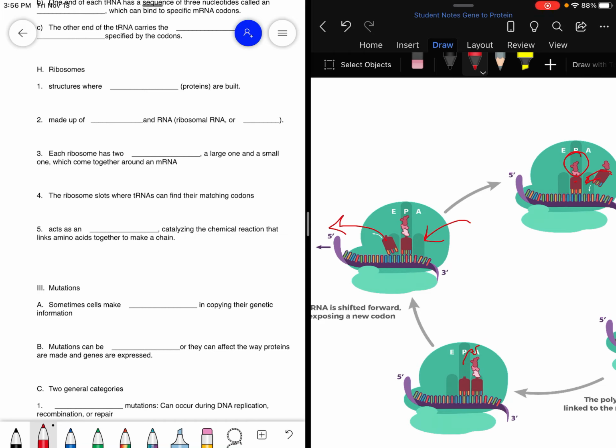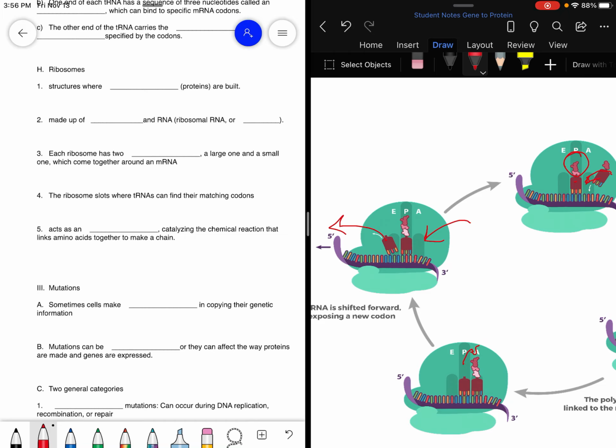Each ribosome has two subunits, a large one and a small one, which come together around an mRNA strand. And the ribosome has slots where the tRNAs can find their matching codons. And the ribosome will also act as an enzyme, which catalyzes the chemical reaction that will link the amino acids together to make the chain. Like I said, the tRNA just brings them in, but the ribosome is what actually will lower that activation energy and cause those reactions to take place.